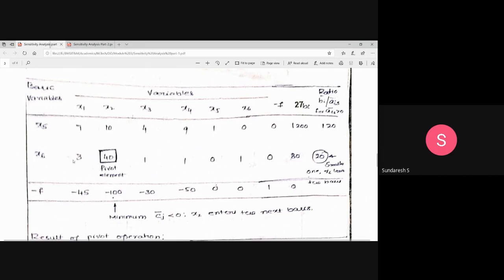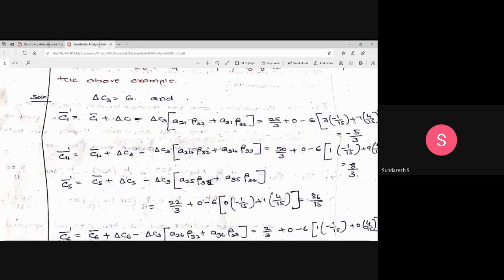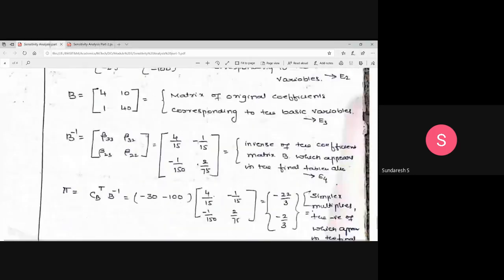So 3 is the one we have put here: 3 into minus 1 by 15. Beta 32 is the one we have got from the final table. Beta 32 is minus 1 by 15. Next comes plus A31, which is 7, and beta 33 is 4 by 15. Like this, you substitute all the values.